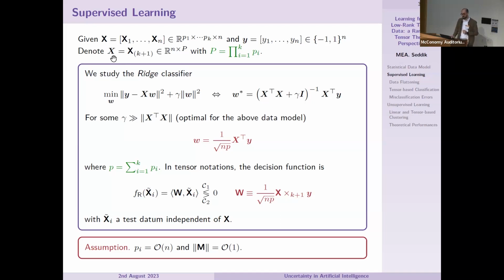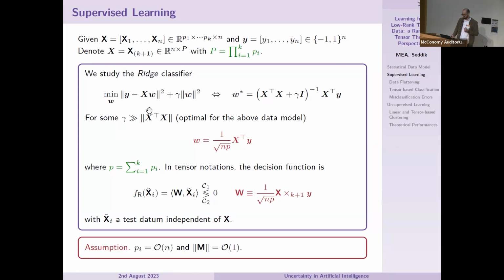And we also denote here this matrix X, which will be just the flattening, a reshaping of the initial tensor. I want you to keep in mind these 2 notations. So big P is the product of all the dimensions, and small p here is the sum of the dimensions. So these 2 quantities will be playing an important role in the analysis.